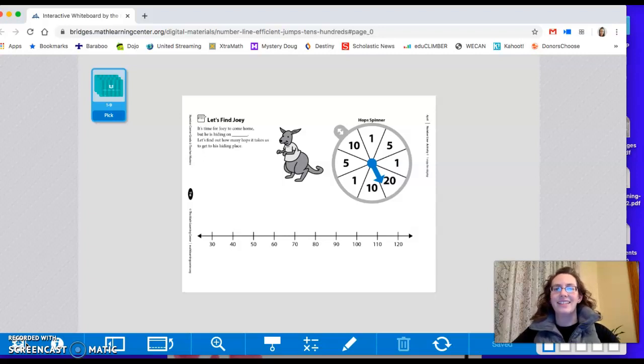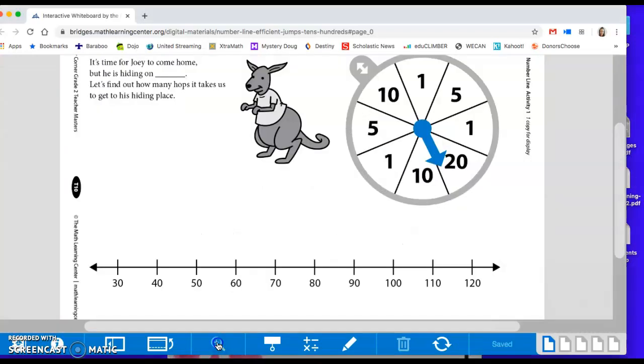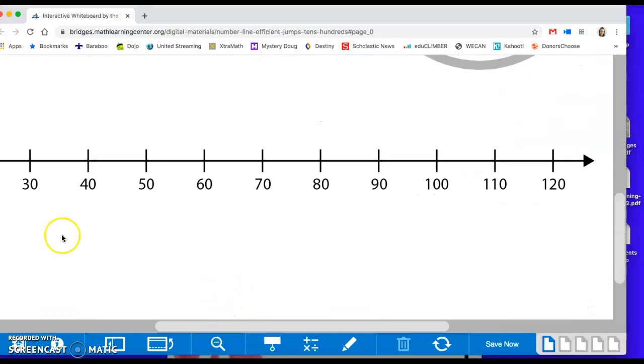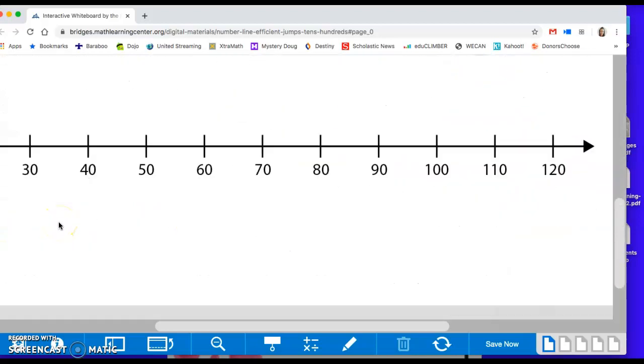So let's get started. Before we start the actual game, I want to take a minute to get everybody warmed up and ready to make some mental hops along the number line forward and backward. Imagine that you're starting at 30. Let me zoom in here on our number line. You're starting at 30 on the number line, and pretend that I clicked the spinner and spun a number 1. Where would you land?